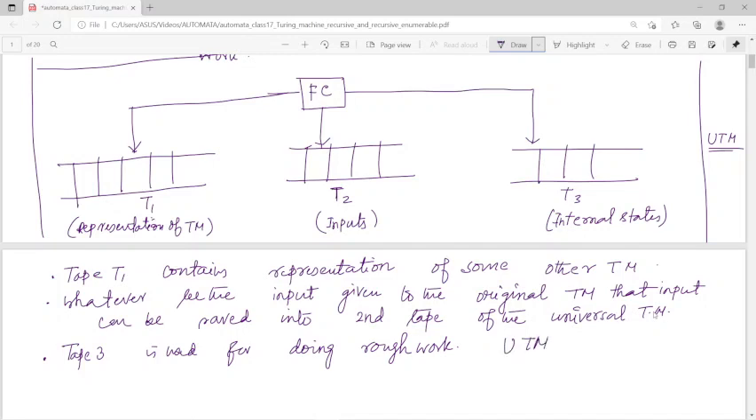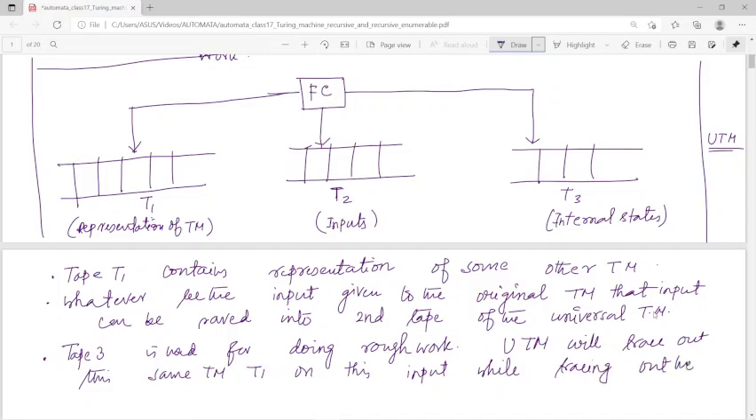this universal Turing machine will trace out the same Turing machine T1 on this input, and while it is tracing, the intermediate thing we are supposed to remember is the present state.